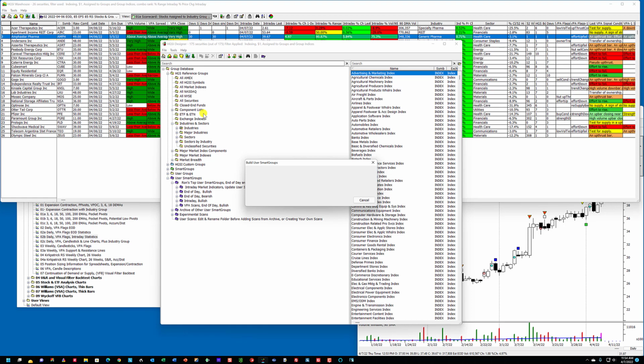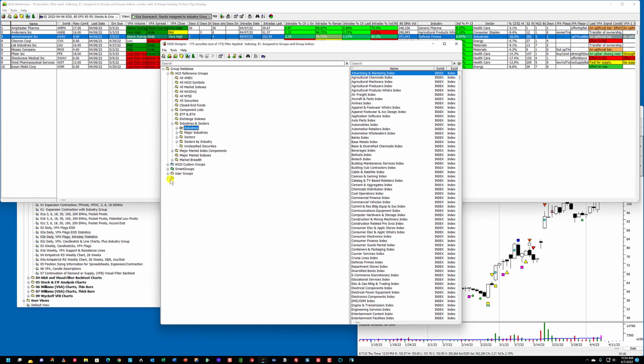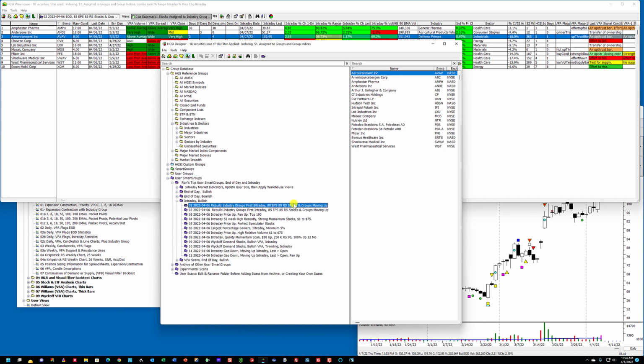Now that I've updated the industry groups, what this is doing when I rebuild these SmartGroups is only pulling stocks that are either 80 stocks or 85 stocks through the screen in groups that are up for the day. It isn't quite finished yet. There, it finished. So I'm going to go into the intraday versions. See right here it says rebuild industry groups first. And look at this. There are only 18 securities that are 80 because the market is weak. On the 85 there were 15.